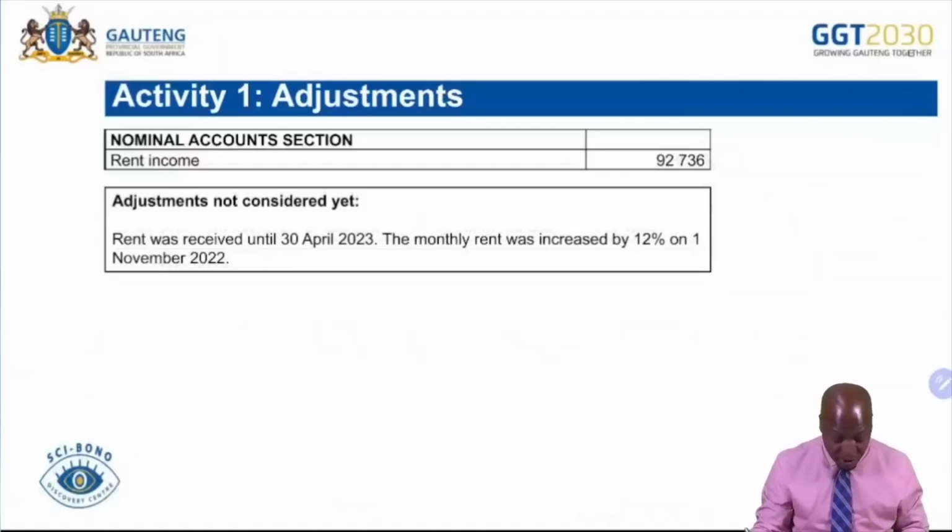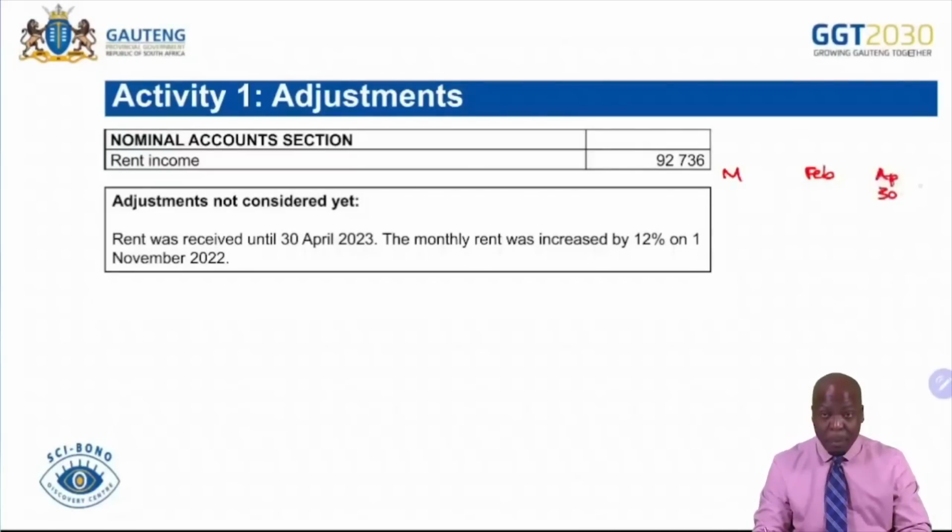It reads, rent was received until 30 April. Remember again, dates must be in your mind. So if we have received rent until 30 April, but at the back of your mind, you know my financial period is ending in Feb. If it ends in Feb, it began in March. Now they're telling me that we received until April 30.